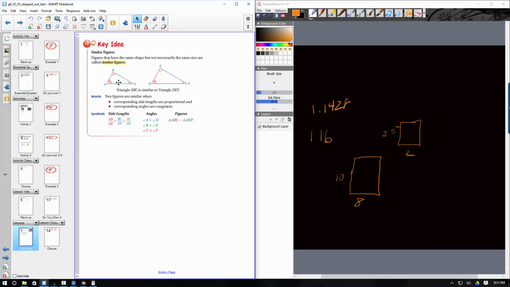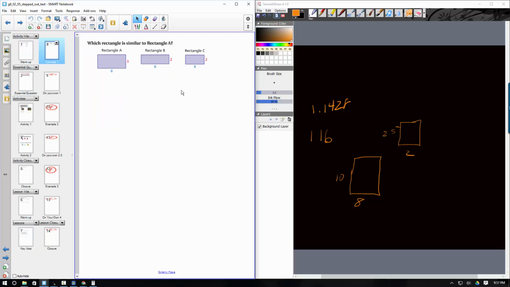For the angles, if I look, angle B corresponds to angle E, you can see that there's one little line here. For C, there's 2, and that corresponds to F for that angle, and D corresponds to A. So if I look here, which is similar to A, and I have 3 to 6, well, if I divide those, I get 1/2, right? This right here would be 1/3, and this would be 1/2. So A corresponds to C.